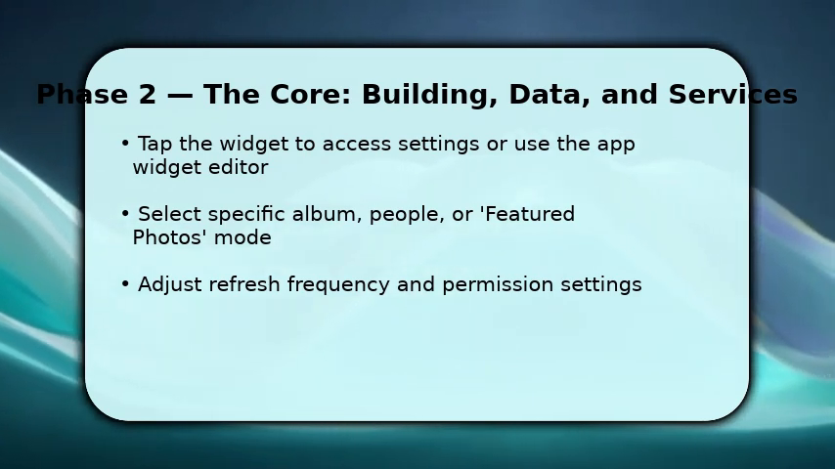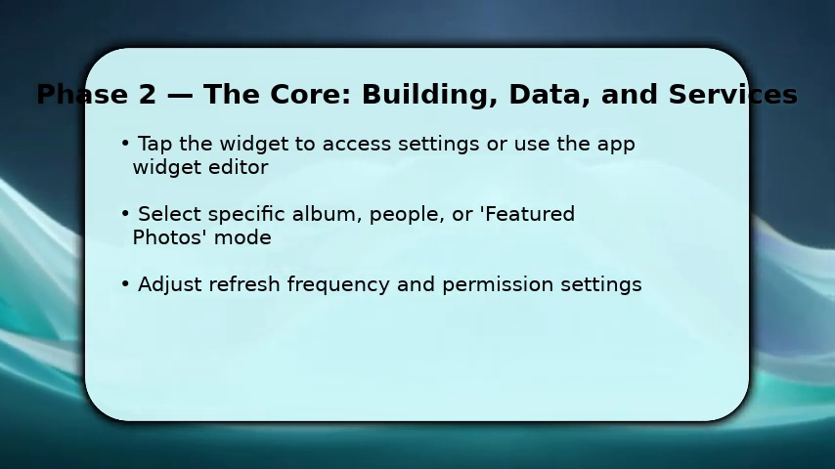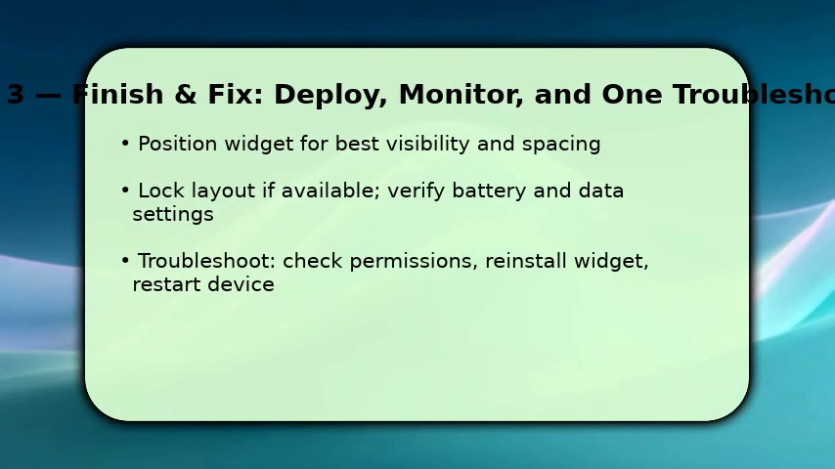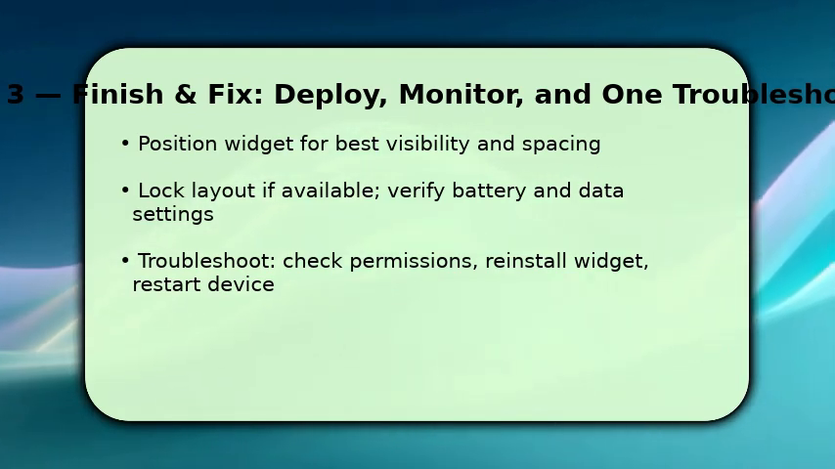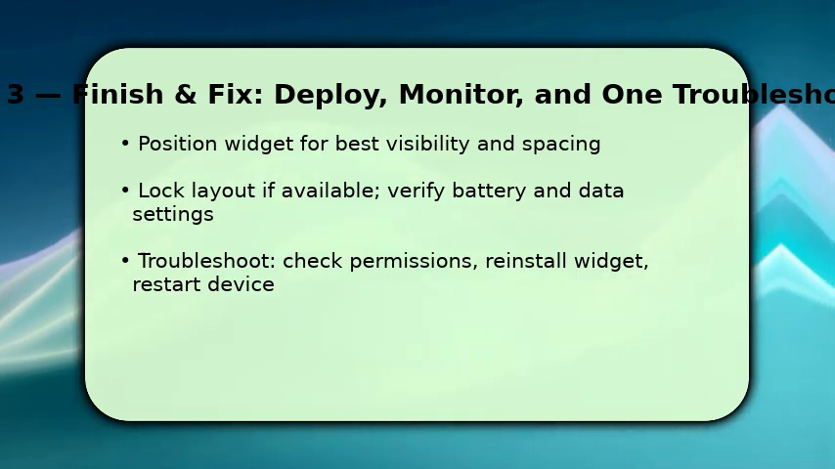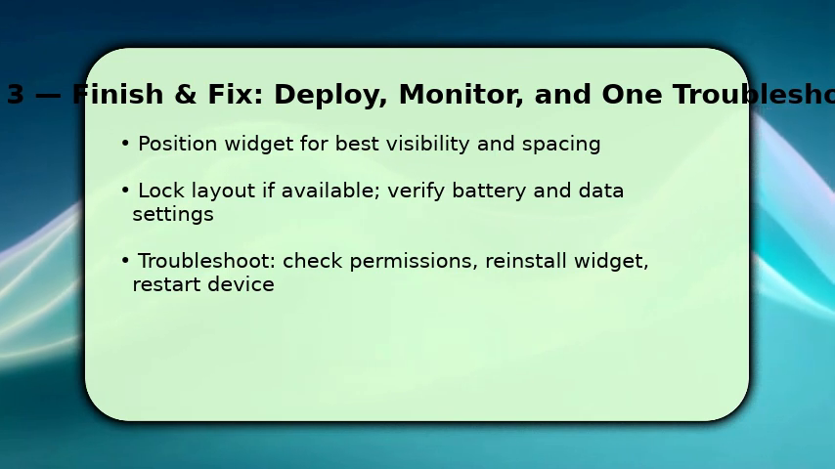Once configured, verify the widget cycles as expected. If it doesn't, inspect permissions and refresh intervals before finish by aligning the widget on your home screen for visual balance and easy tapping. Lock the layout if your launcher supports it, and make sure battery saver or data restrictions aren't blocking updates. Once placed, monitor rotation and tap behavior for a few minutes.